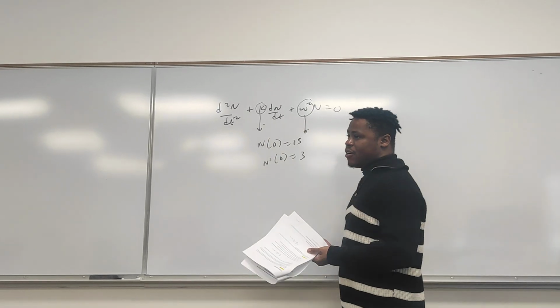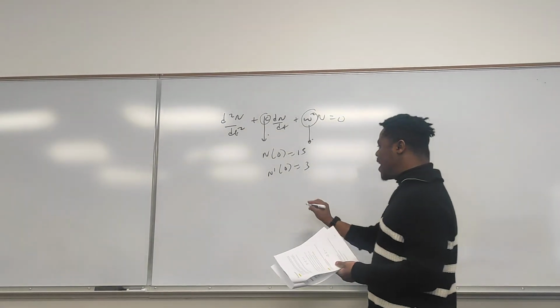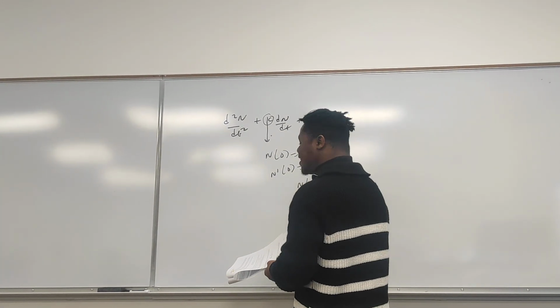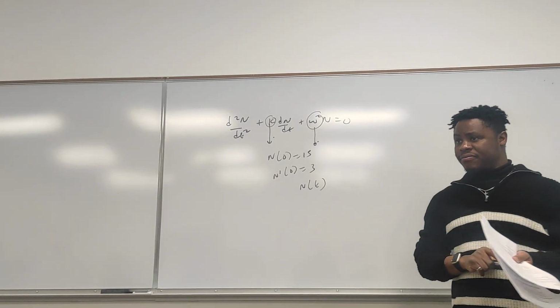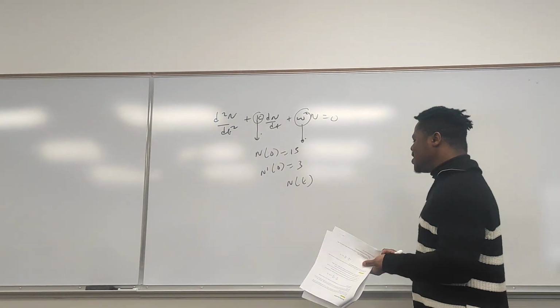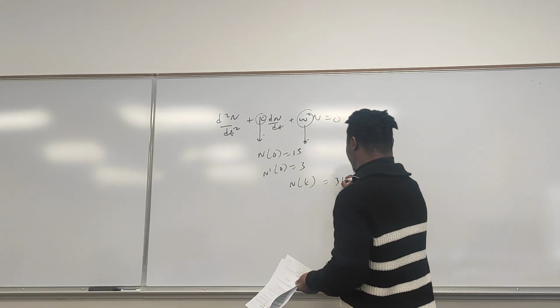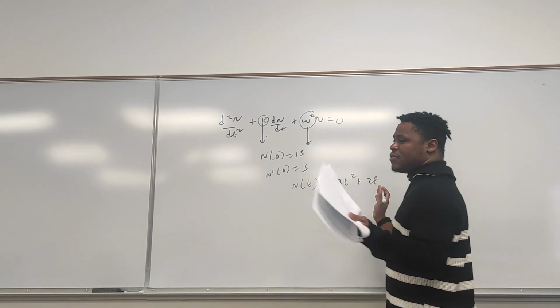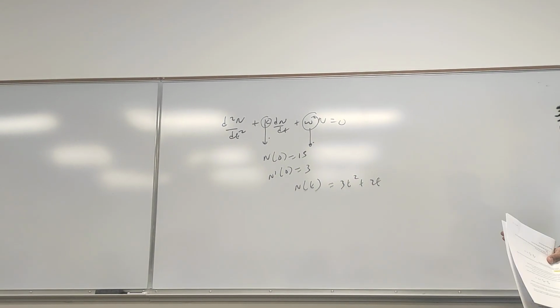Value here, form the second order, and solve. So you will find N(t). Once you find N(t), that's step 1. Step 2 is, once you find N(t), say N(t) is, let's say, 3t squared plus 2t. Let's just assume that's it. I haven't solved it. Let's assume that's it.